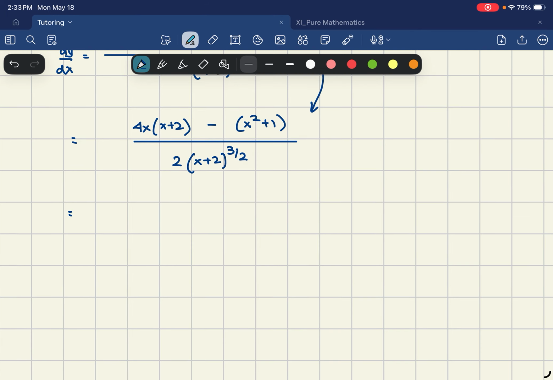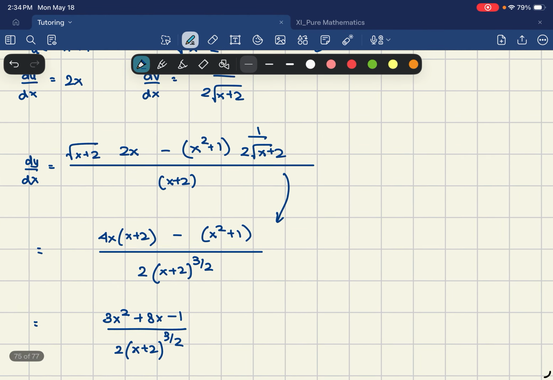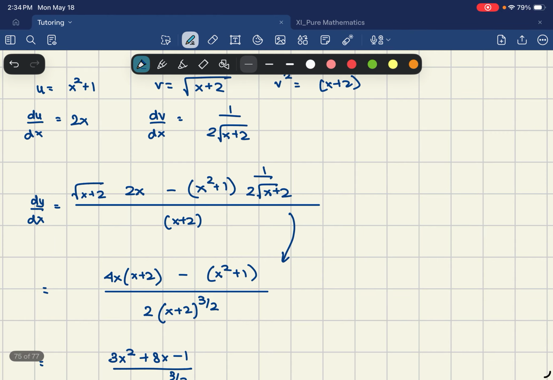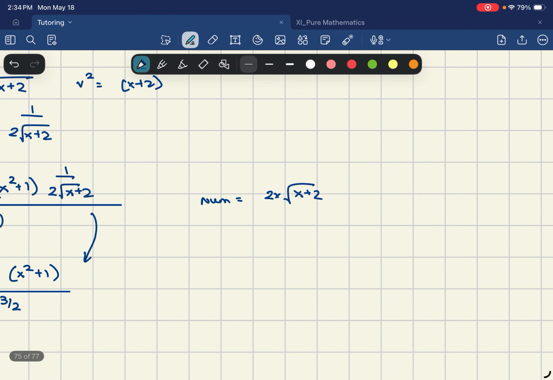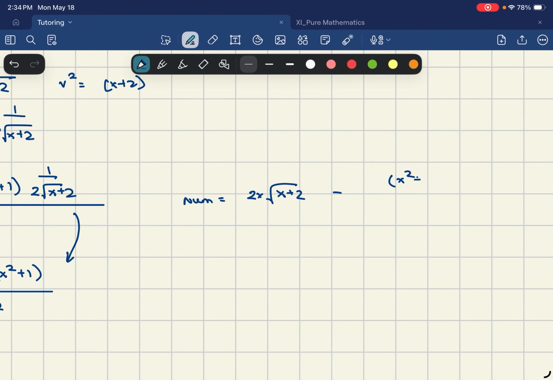So the numerator is going to simplify to 3x squared, right? 4x squared minus x squared is 3x squared, plus 8x minus 1. That is my numerator. My denominator is this expression. So let me just quickly show you how I got there. I have my numerator is equal to 2x square root of x plus 2 minus x squared plus 1 divided by 2 square root of x plus 2.